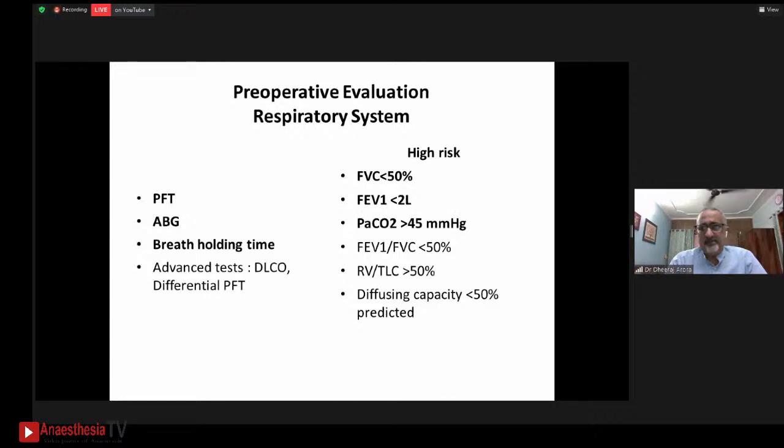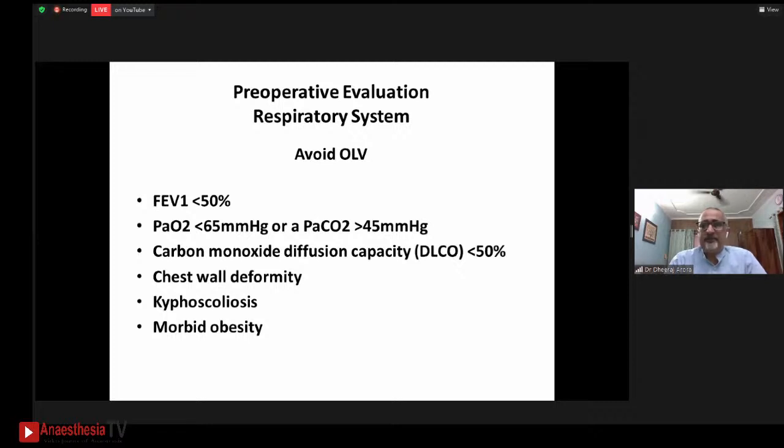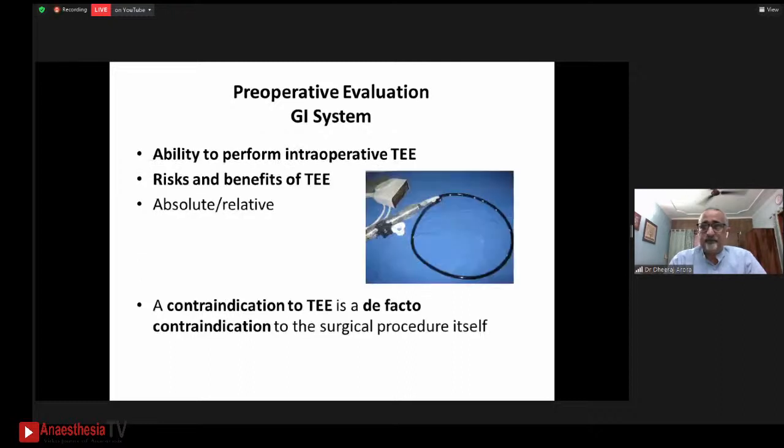FVC of less than 50%, FEV1 of less than 2 liters or less than 50% of predicted, PaCO2 on room air of more than 45 millimeters of mercury, and all these tests. You should avoid one lung ventilation in patients, particularly with FEV1 of less than 50% predicted, PO2 on room air of less than 65, PCO2 of more than 45, carbon monoxide diffusion capacity of less than 50% predicted, chest wall deformity, kyphoscoliosis, or severely morbidly obese patients. In those patients, we should avoid these.